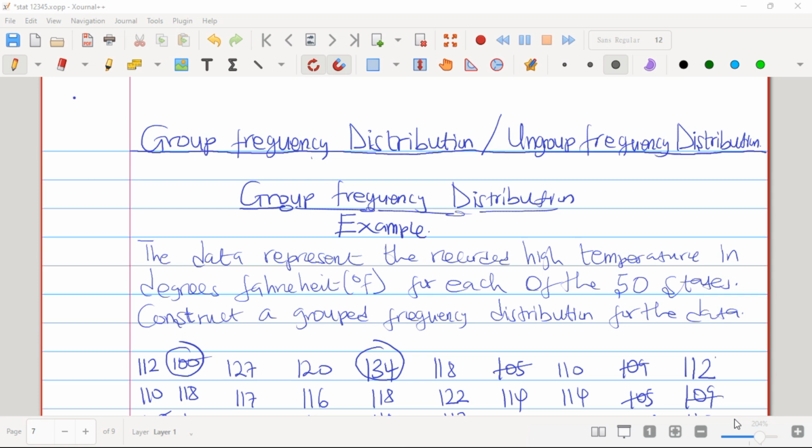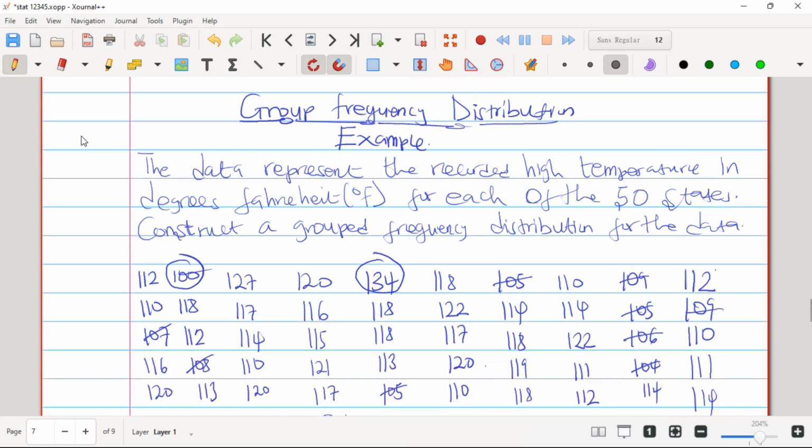Today we are going to start our studies on group frequency distribution and then ungrouped frequency distribution. In our last two videos, we talked about the clear distinction between the group frequency distribution and the ungrouped frequency distribution. So it will be of your own benefit to go back and watch the introduction to frequency distribution, for you to really get the clear distinction between the two. Basically, we are going to start with the group frequency distribution, and here we are going to use an example for us to know how to construct a group frequency distribution.